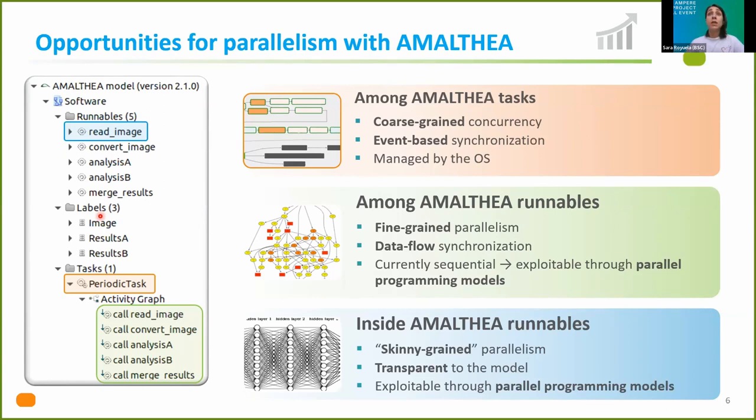Then we have another level, which is at the Amalthea runnable level. So we can exploit parallelism between the runnables in an Amalthea task. This is a finer-grained parallelism that is described through a data flow execution model. It's not even based on the Amalthea tasks. Currently in Amalthea models, this activity graph of the tasks is deployed as a sequential execution, so all the runnables are run sequentially. And we could exploit parallelism here through parallel programming models like OpenMP.